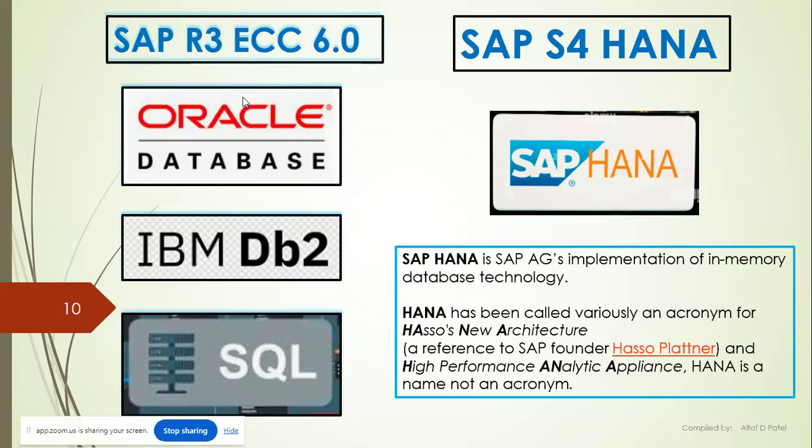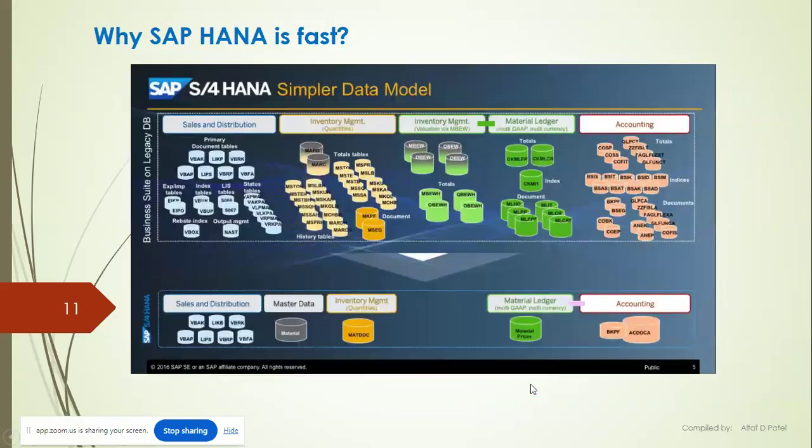One of the problems which Oracle, IBM, and SQL had was that those concepts are improved and your processing time is increased. And if in the interviews they ask you what HANA stands for, it's SAP's new architecture, HANA, or it is High Performance Analytic Appliance, that is the acronym. Why is HANA fast?